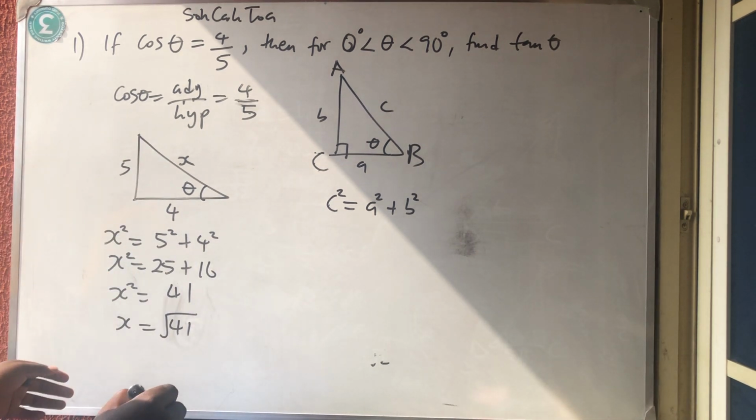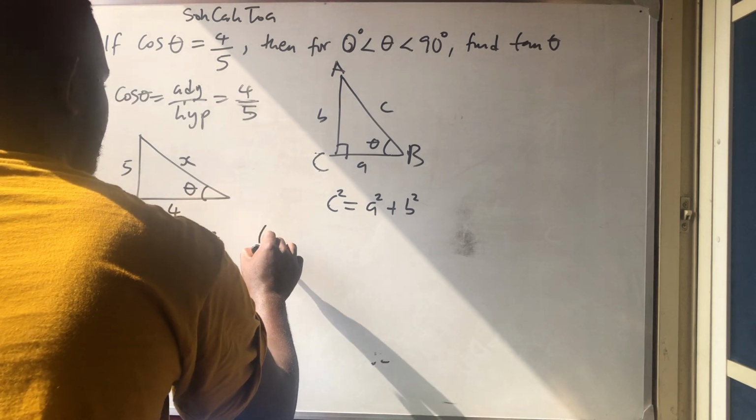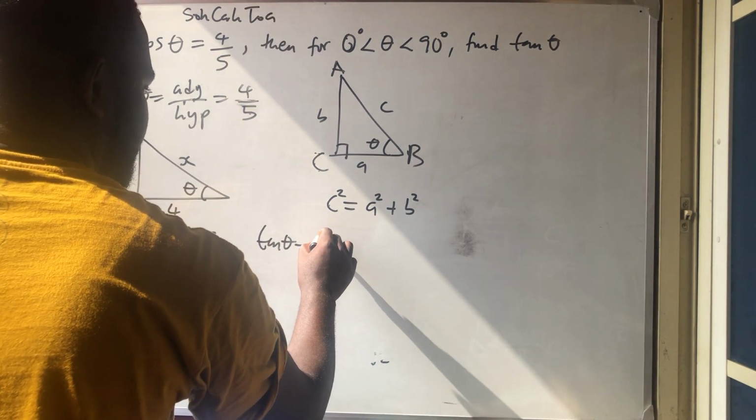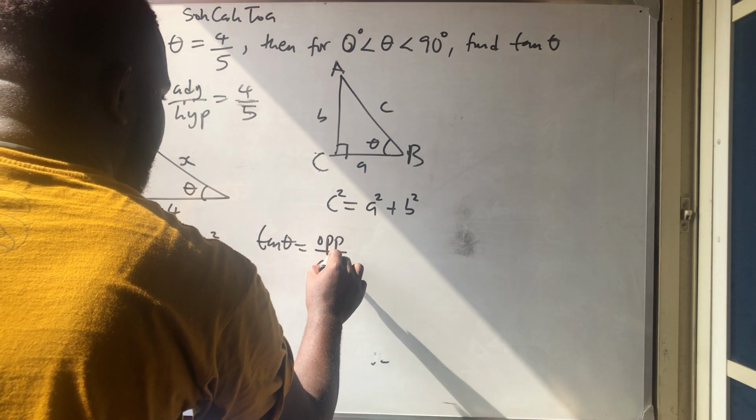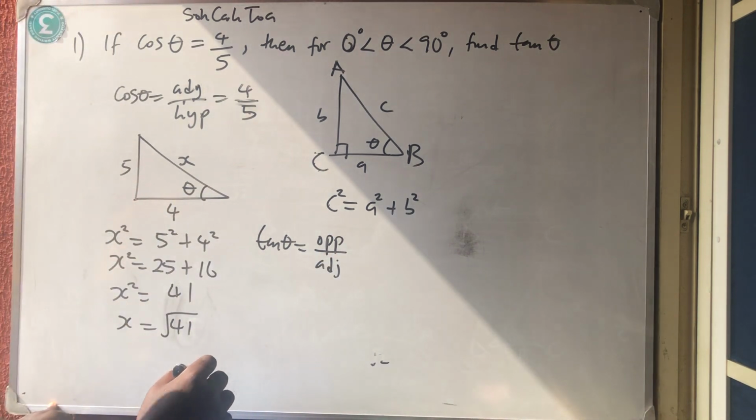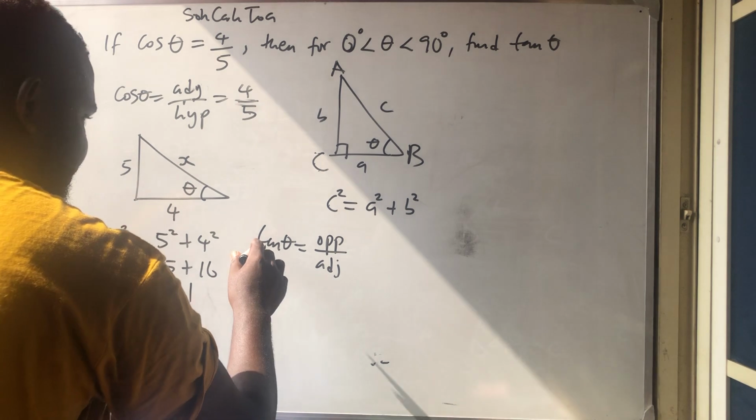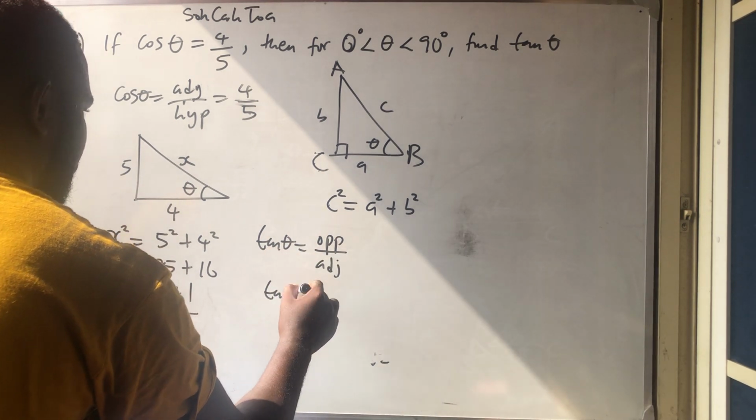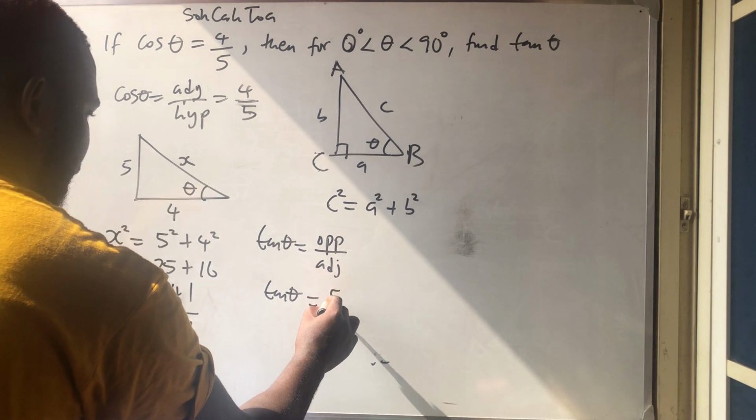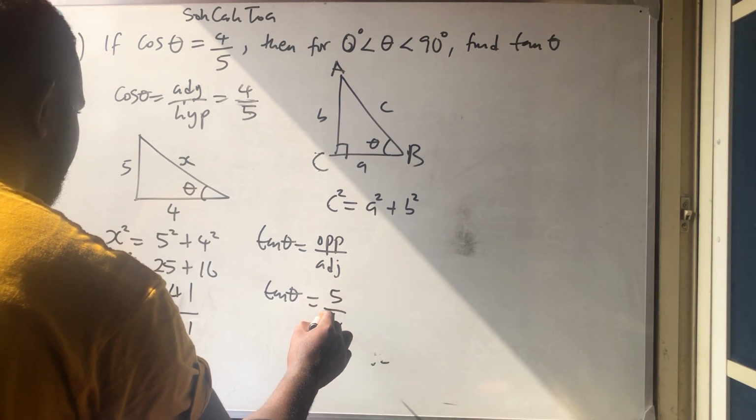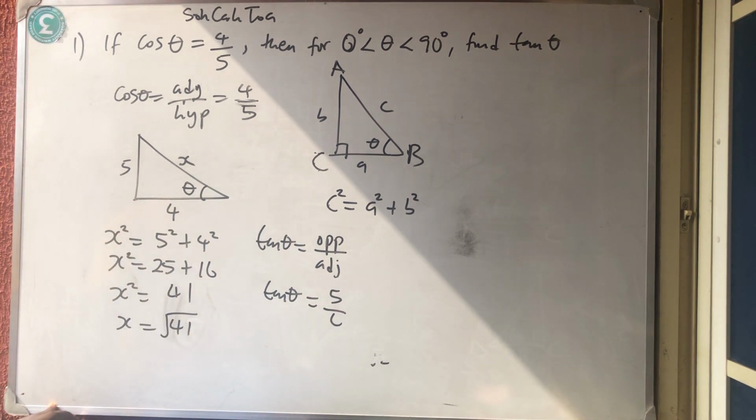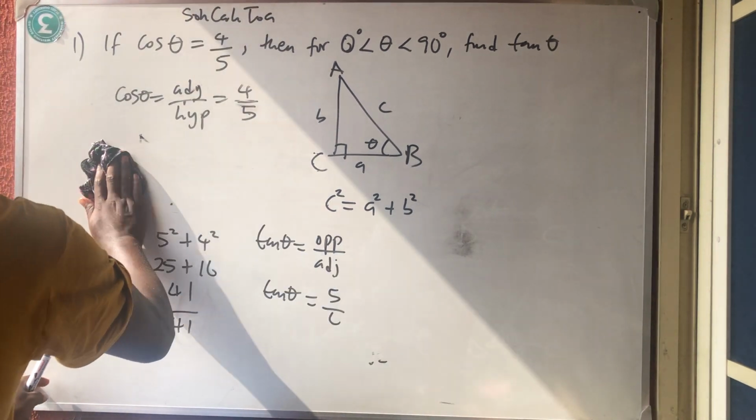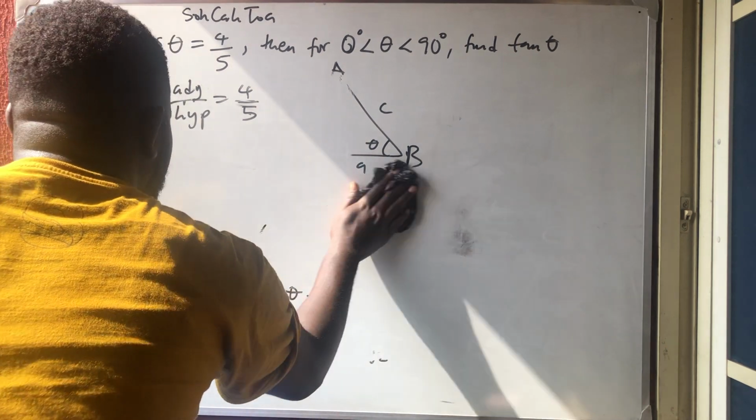So since you have gotten this, they say you should find your tan theta. So you tell them that tan theta is equal to opposite over adjacent. So tan theta is equal to opposite is 5 and adjacent is what? There is a mistake somewhere, please.